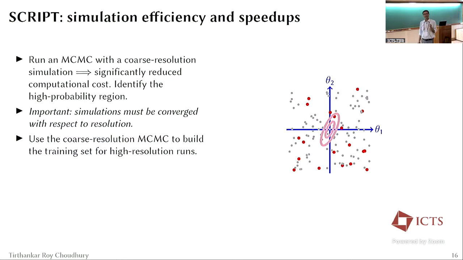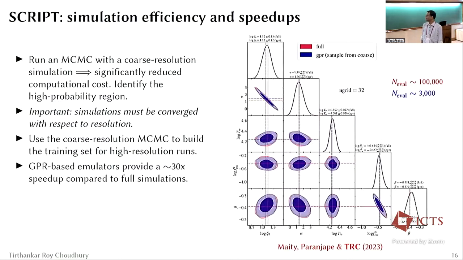What we did was, because our code is converged with respect to numerical resolution, we ran an MCMC with an extremely coarse resolution simulation. This will have grid sizes which are huge, but it will run very fast. It will take almost no time. That MCMC may not give the correct result, but it will roughly give you the regions where the probability is likely to be high. And then we draw samples from the results of that MCMC run to build the training set.